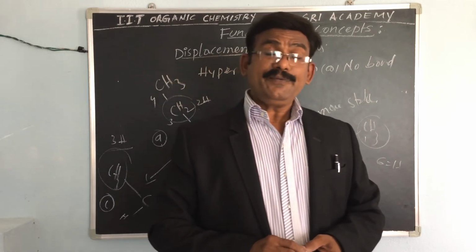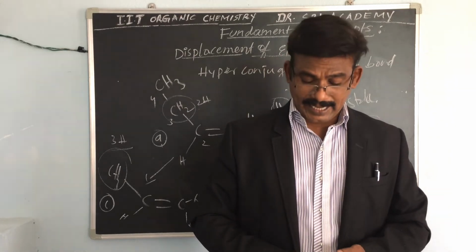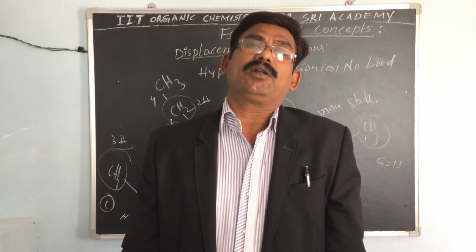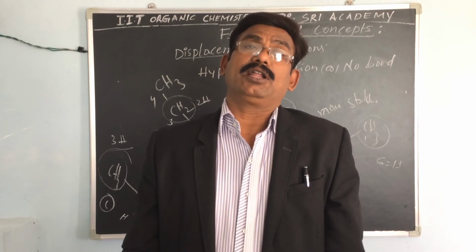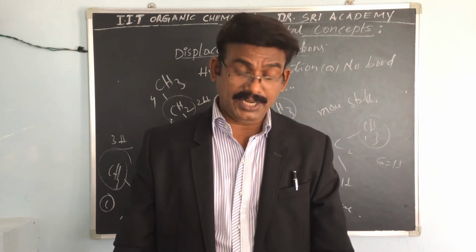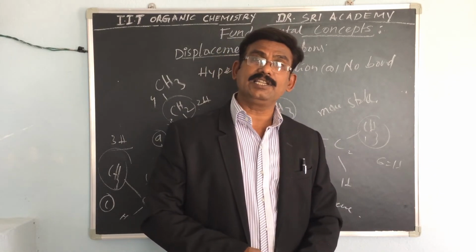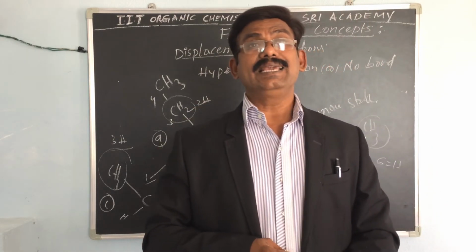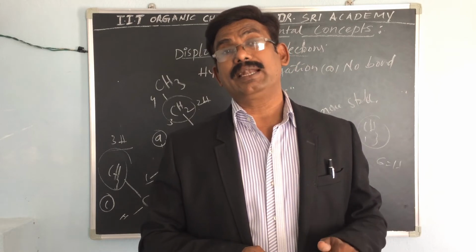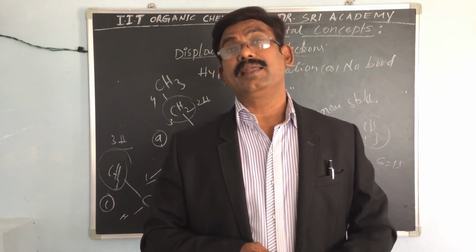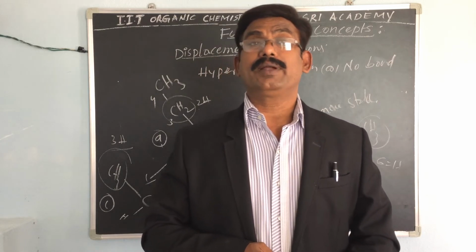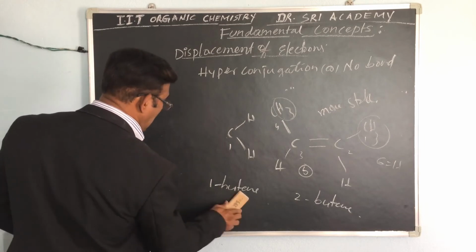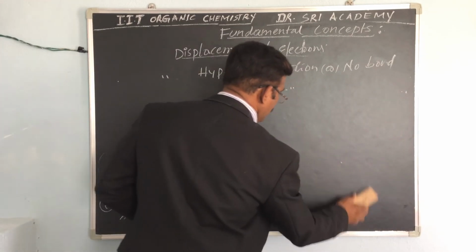Okay, if we take the stability of carbocations, the increasing order of the stability of carbocations, carbocations meaning CH3 plus, CH3CH2 plus, like that. The methyl carbocation is less stable than the primary carbocation, which is less than the secondary carbocation, which is less than the tertiary carbocation. This is another application of hyperconjugation.